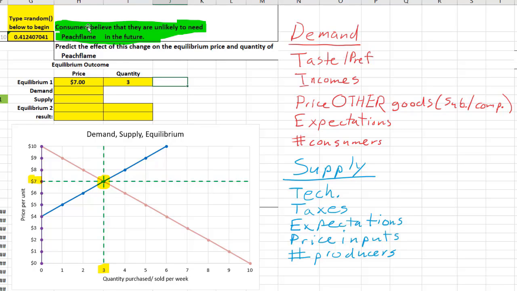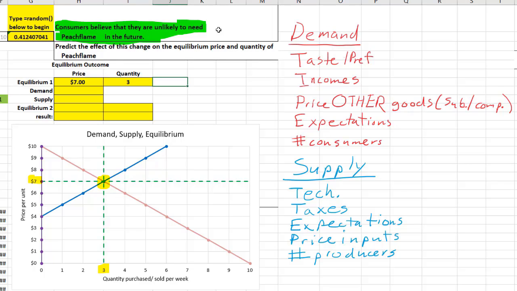Okay, so it says consumers believe that they are unlikely to need peach flame in the future. Are consumers demanders or suppliers? Well, they're demanders, right? You see number of consumers, that's a demand factor. So I know I'm in the demand factors. Now, which one is it? Keyword here is in the future. They don't think they're going to need this product in the future, so that would be expectations, right?